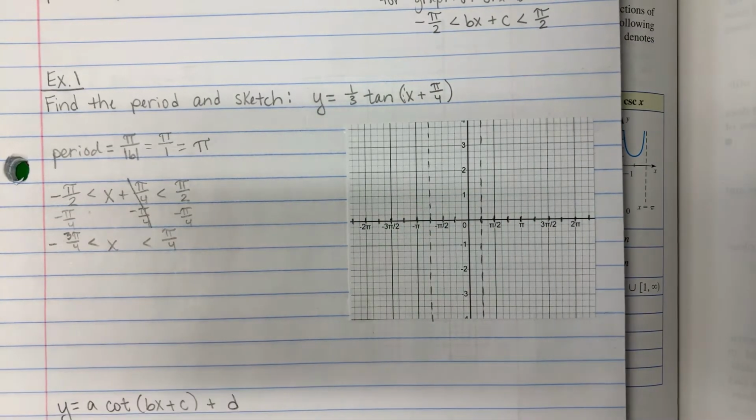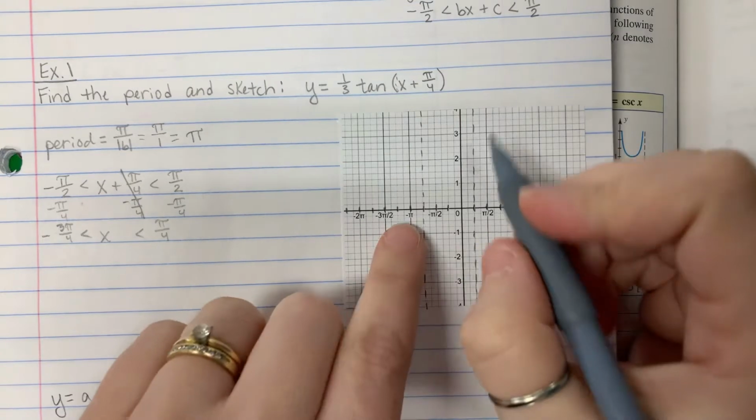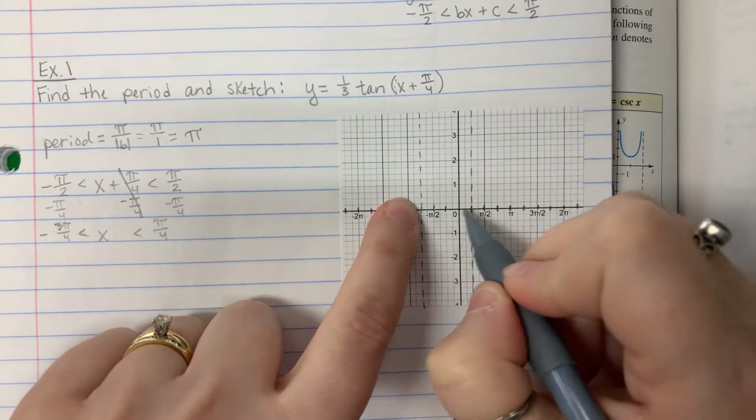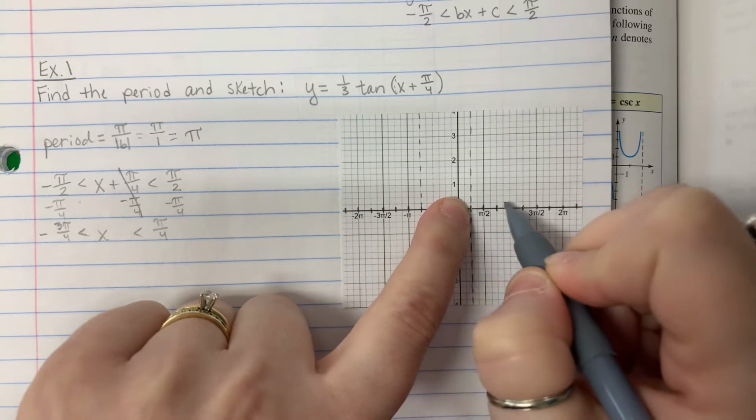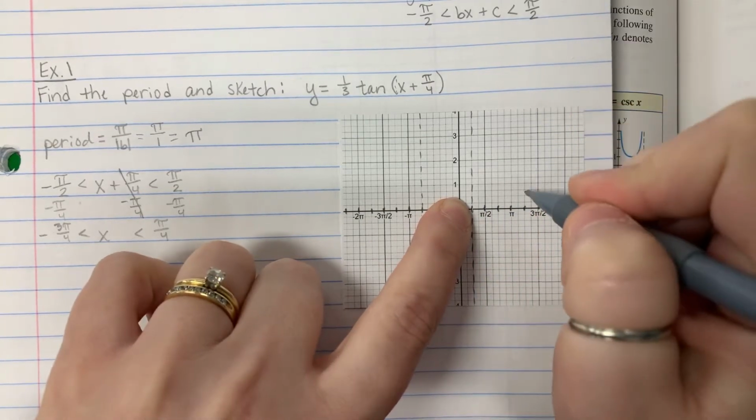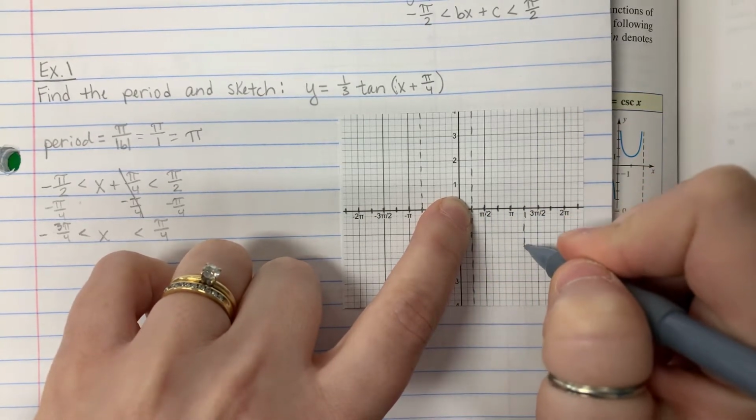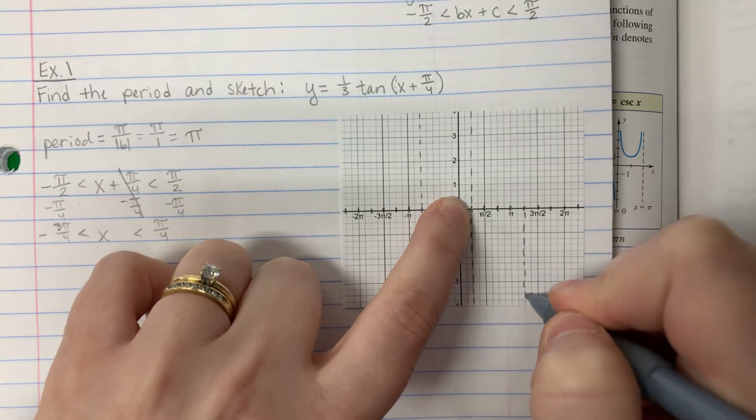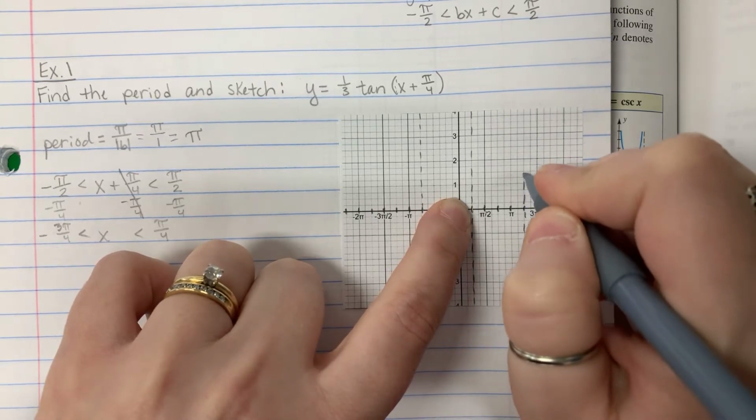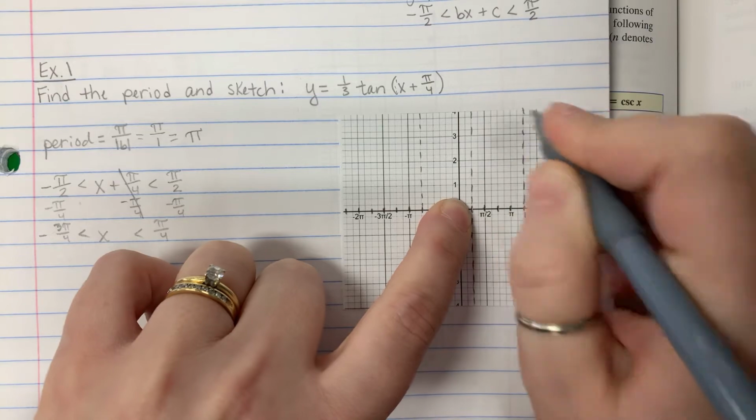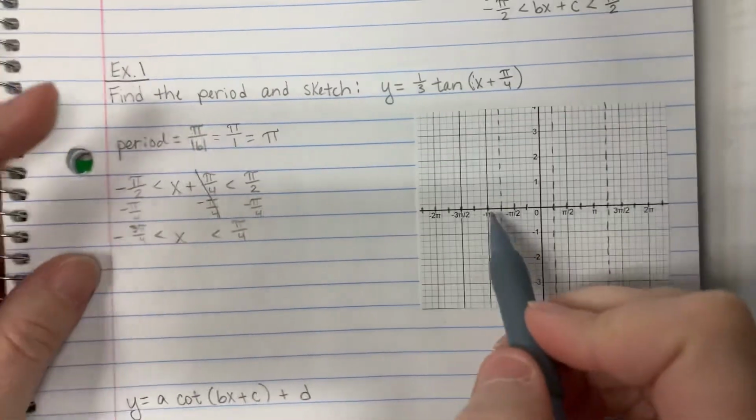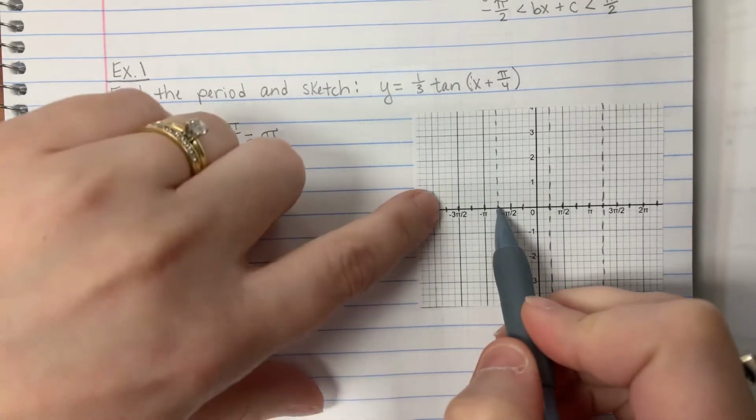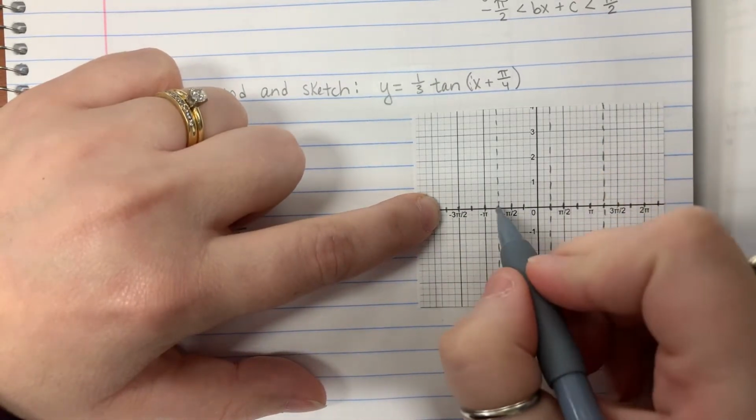Okay, so here's how I do these problems. I know that my period is pi. So from here up another pi would be another asymptote. So right through here. And then another pi up would give me another one. And then down this direction, pi would give me another asymptote. So right here.